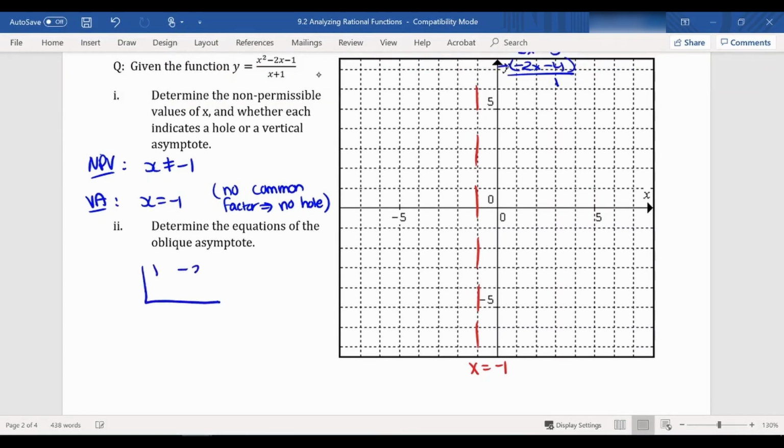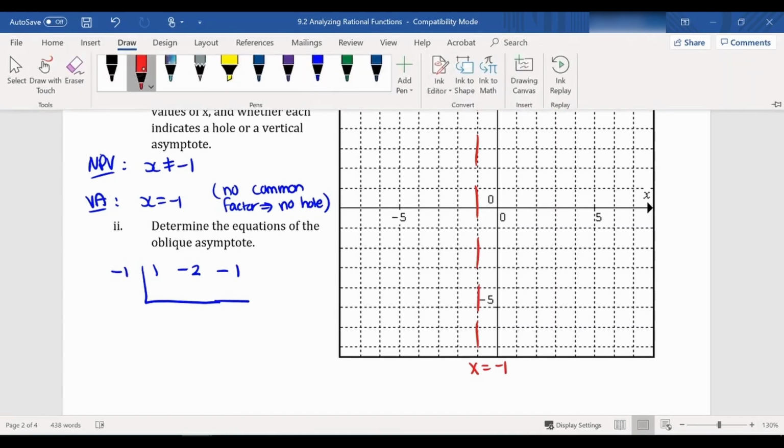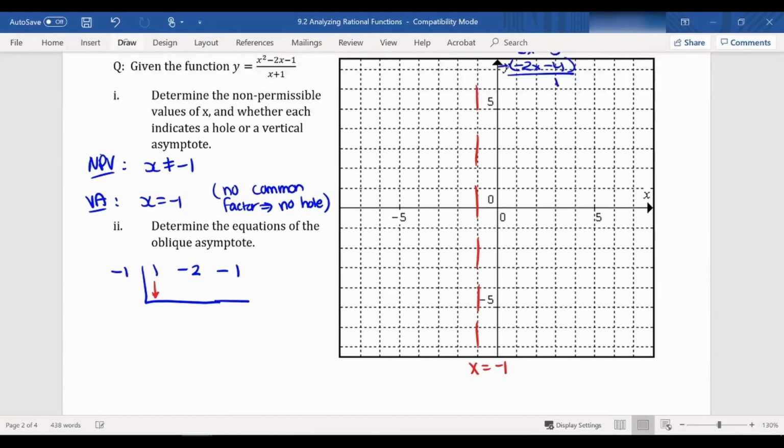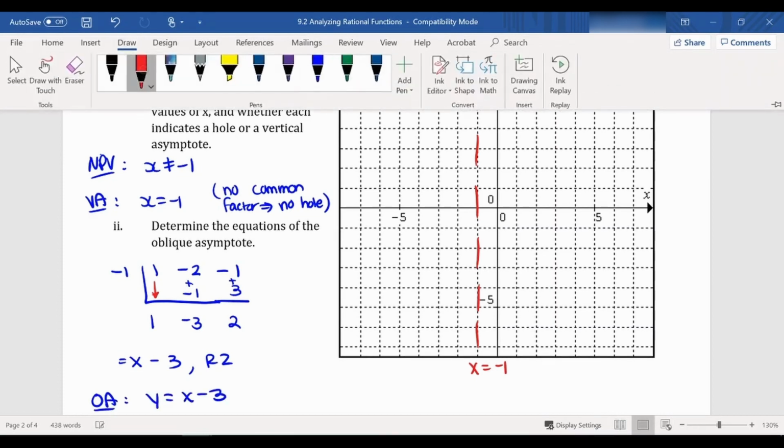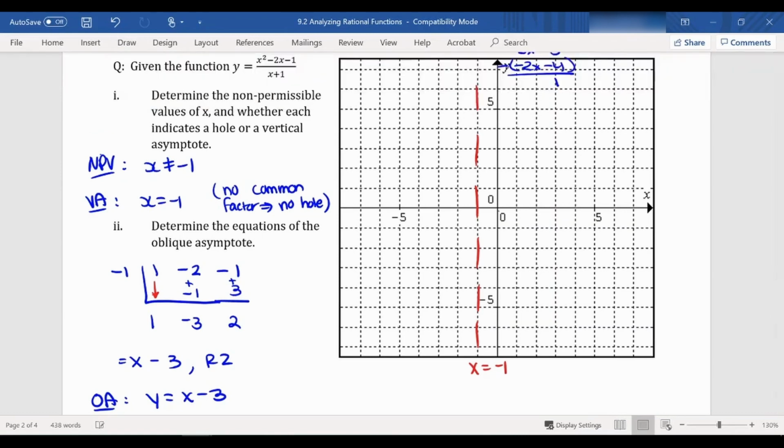So I've got 1, -2, and -1, and then my x value is -1. Bring down the 1. I get -1, -3, 3, 2. I have x minus 3, remainder 2. Again, I'm going to ignore my remainder. Therefore, my oblique asymptote is y equals x minus 3. This is a dashed line with an intercept of -3 and a slope of 1.